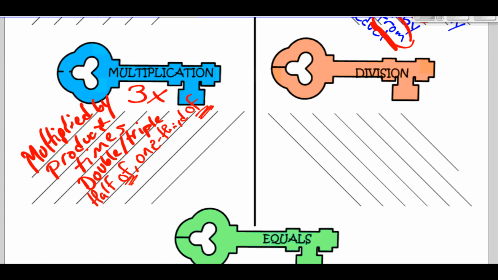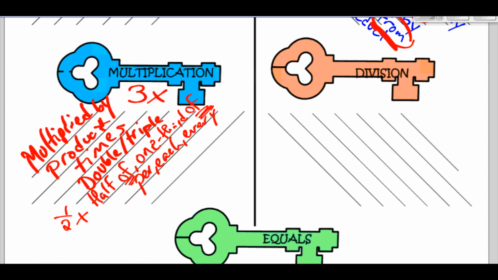I see 1/2 of or 1/3 of. That word of is actually telling us to multiply. That would look like this: 1/2 of a number is 1/2 times that number, or 1/3 times that number. We could also see phrases in a word problem that say per, each, or every. All of those mean the exact same thing. Per, each, or every. Those all mean multiplication.